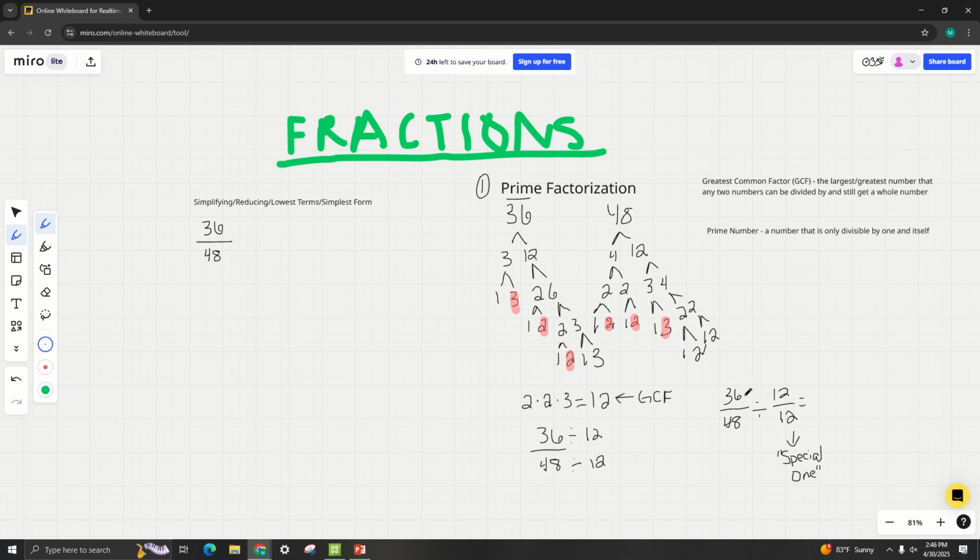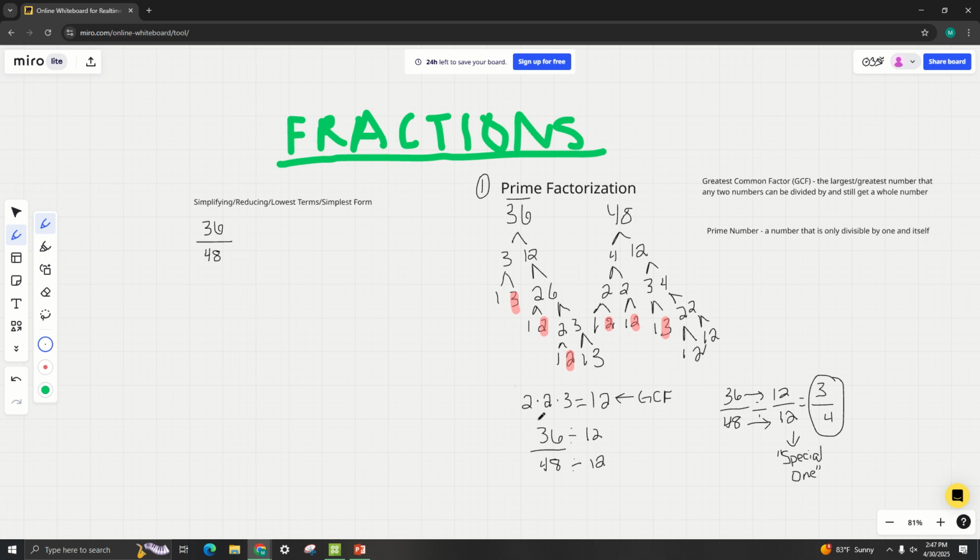So again, this is not how you divide fractions, but in this scenario for reducing, this is how you do it. I'm going to do 36 divided by 12, which is 3, and 48 divided by 12, which is 4. And so my final answer, my reduced simplest form answer is 3/4.